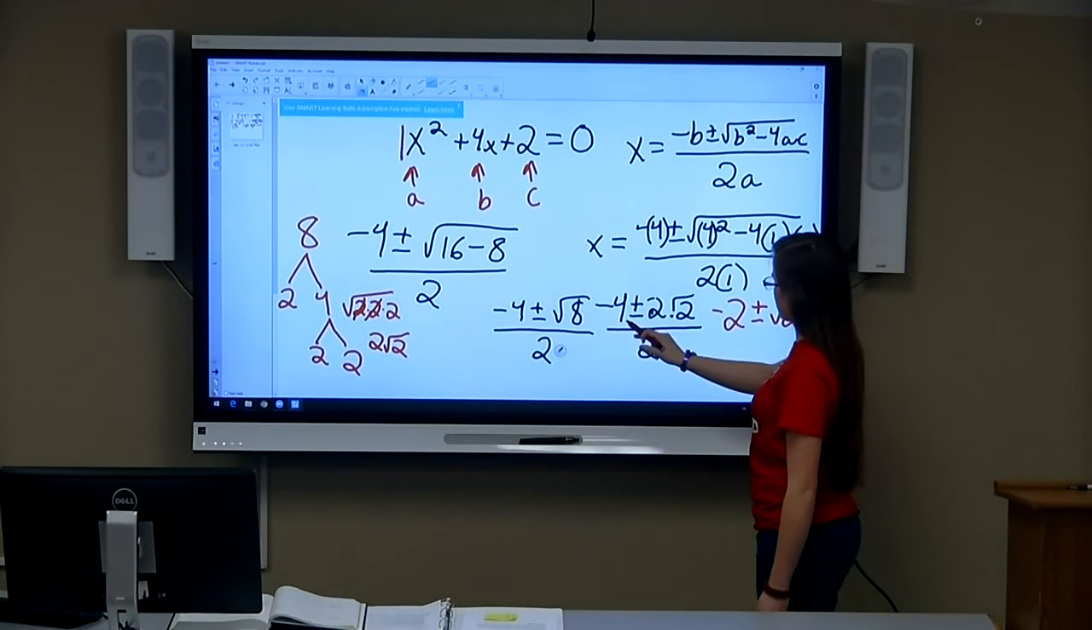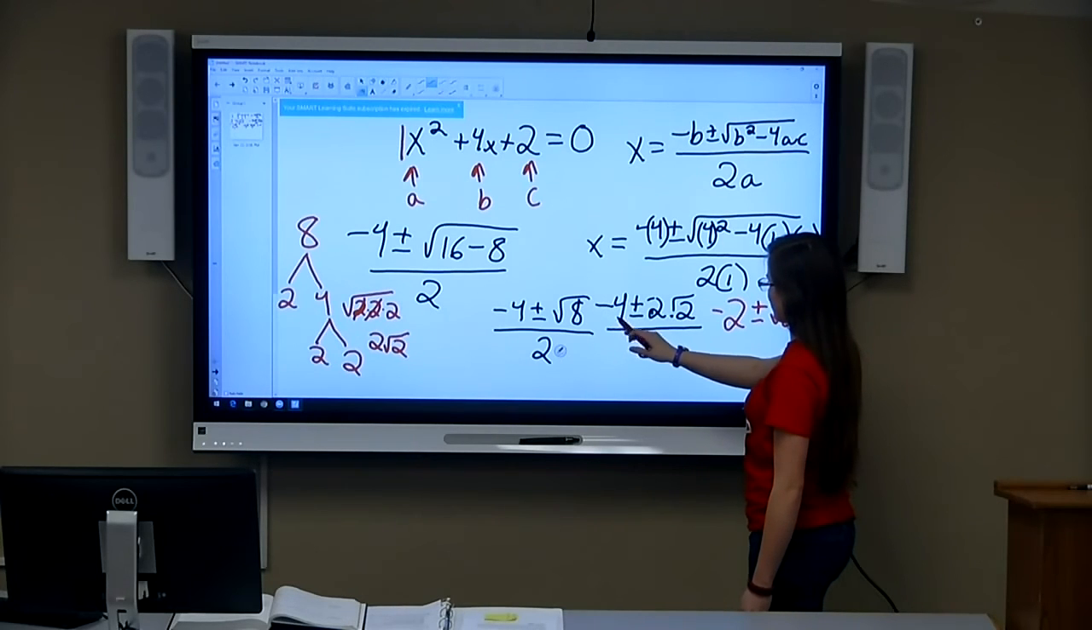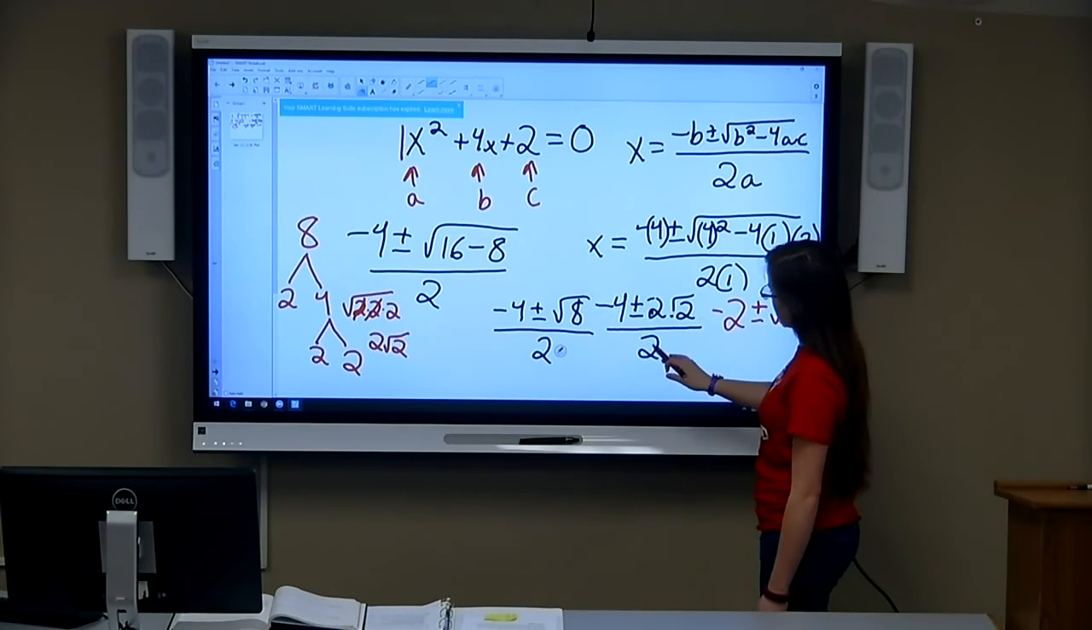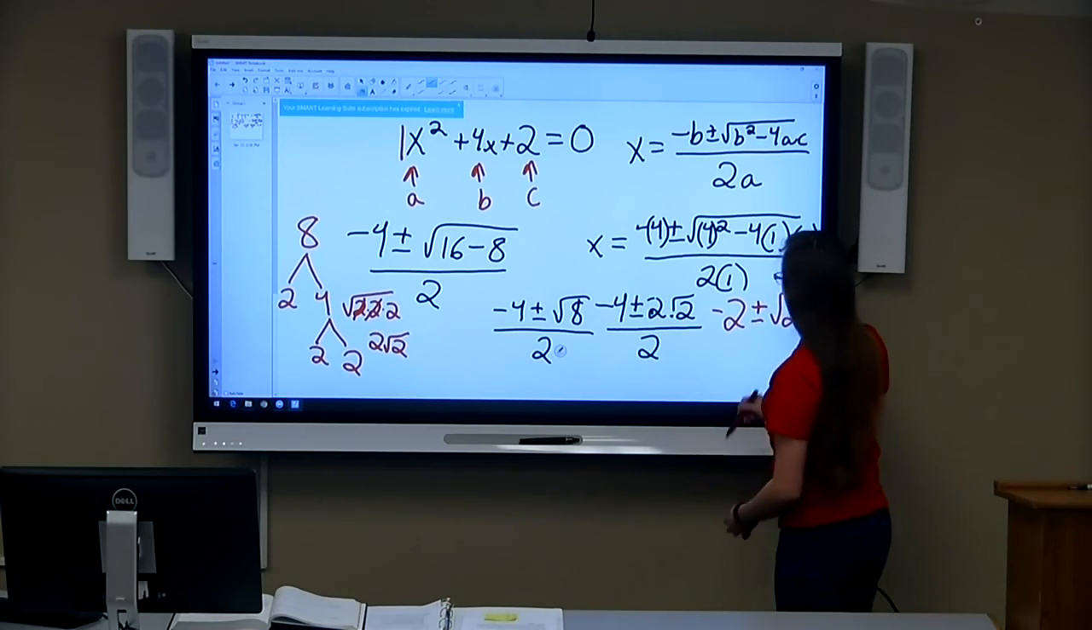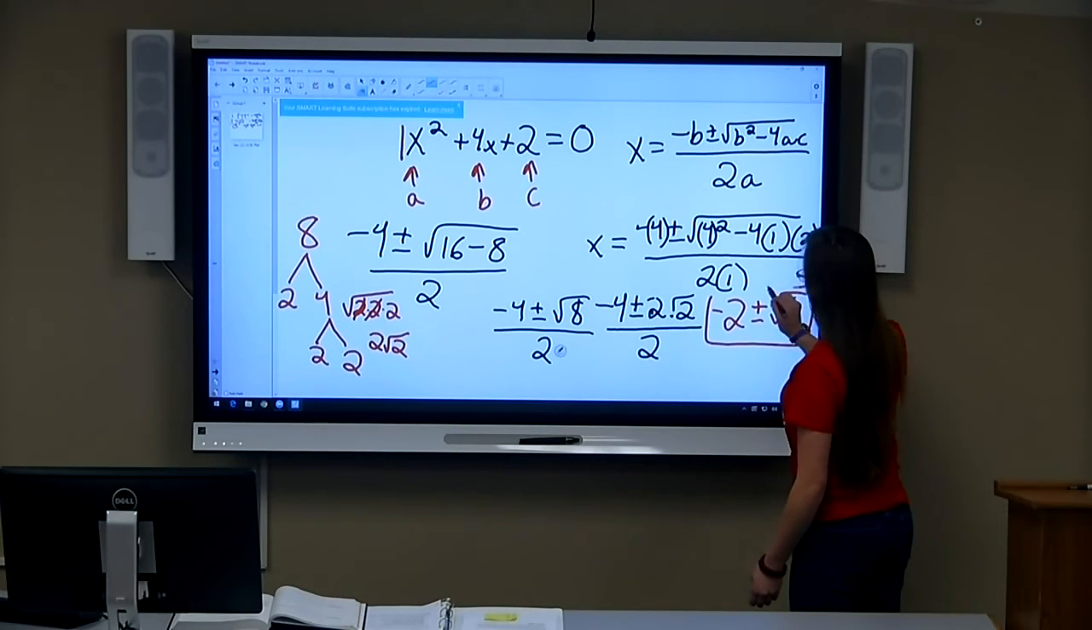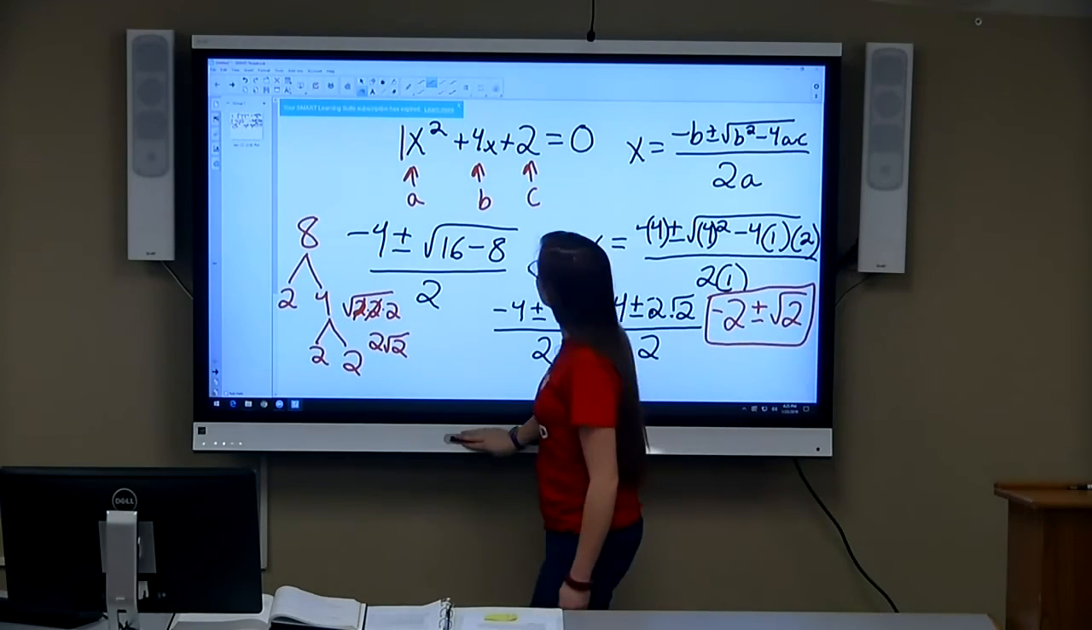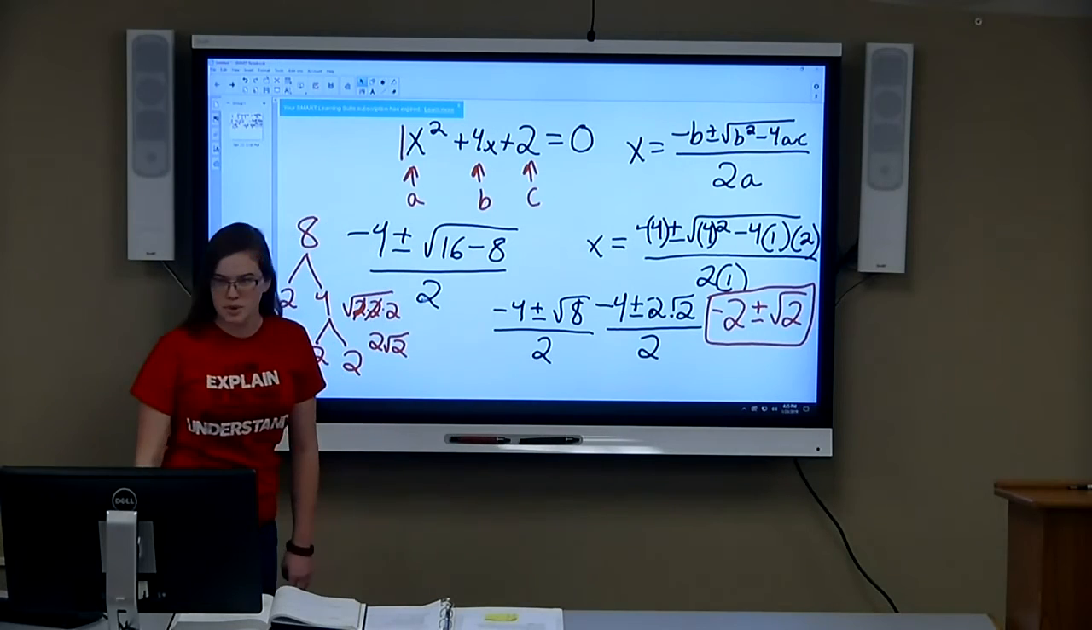Because when this simplifies, it will give you negative 2. When these 2 simplify, it will give you 1, and you don't show the 1 in front of the house. And when this one simplifies, it will also give you 1. So this will be your final answer. And that's all for the quadratic method. Sorry about the mess.